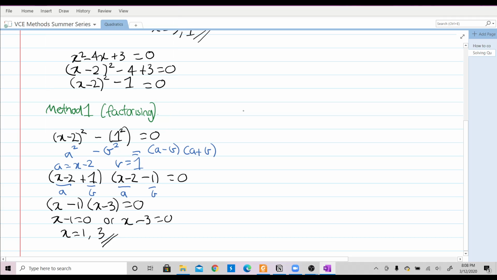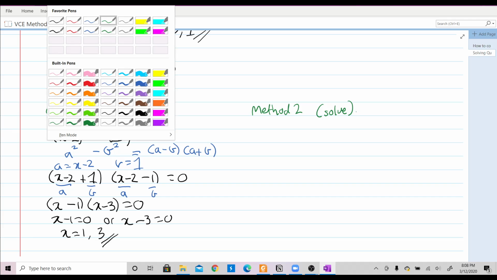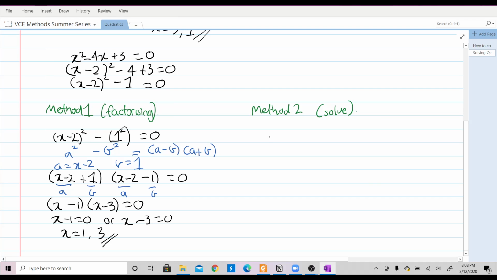And let me show you method 2. This is my personal favorite. So this is method 2, and what we're going to do is actually solve the equation. So we start with (x minus 2) squared minus 1 equals 0. We're going to move that 1 to the other side. So it becomes (x minus 2) squared equals 1.